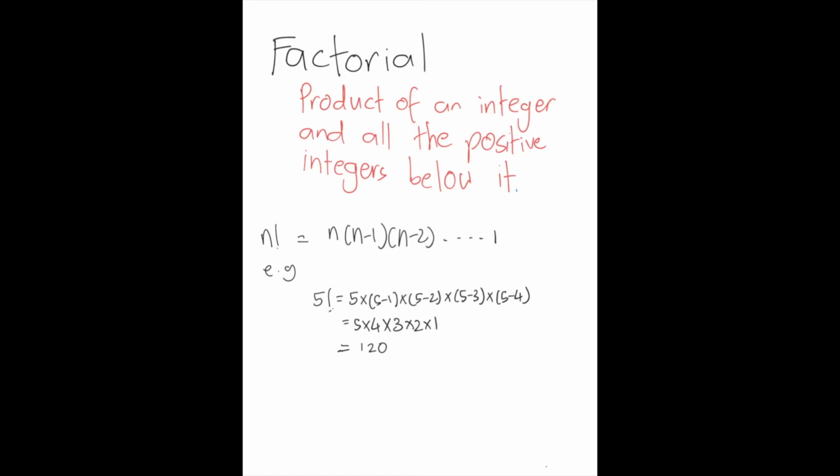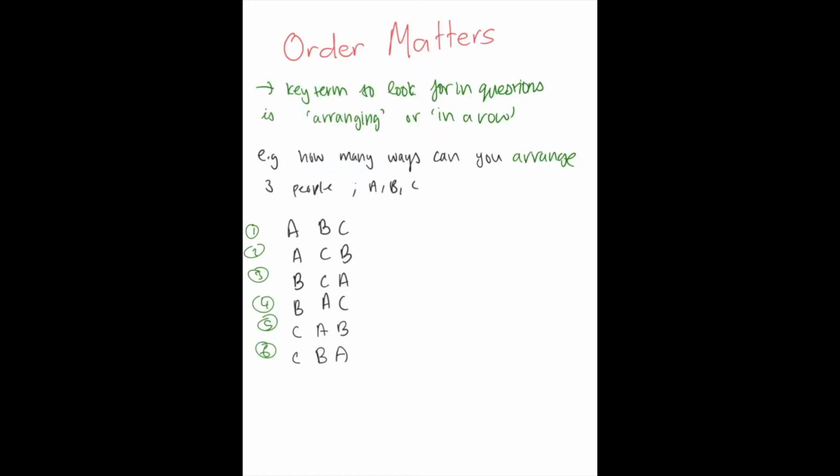In permutation, order matters. A key term to look out for in questions is arranging or in a row. This usually means that you require permutations to solve the question.